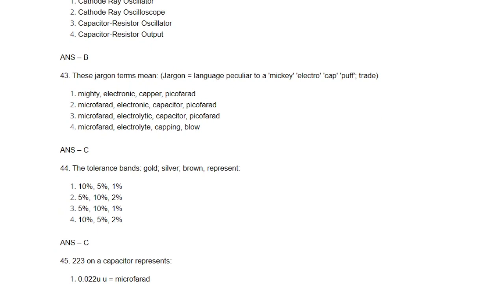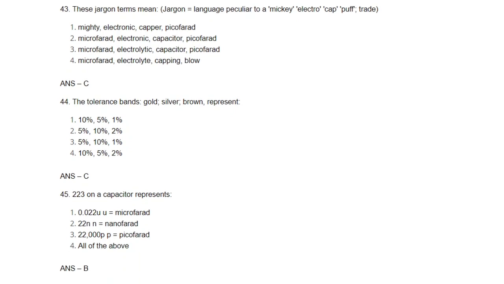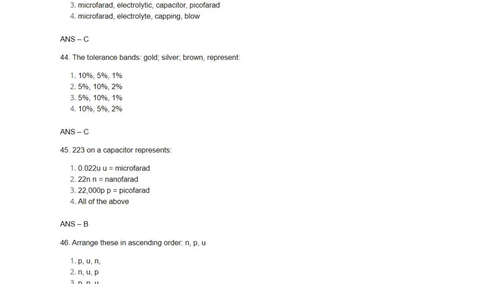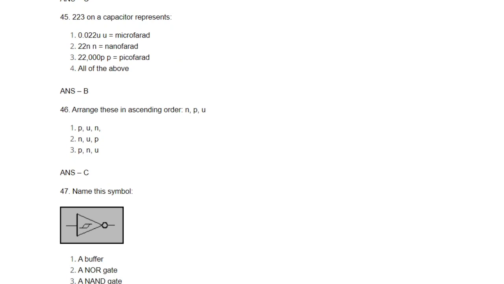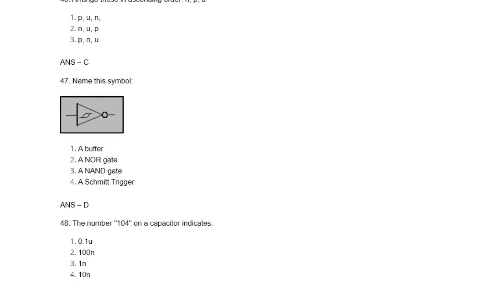Question number 44: the tolerance bands gold, silver, brown represent what? 5%, 10% and 1%, that is C. 223 on a capacitor represents 22 nanofarad, it is the answer. The 46th question: arrange these in ascending order. P, N, P, U. In ascending order it is P and U. Name the symbol. It is the Schmitt trigger.